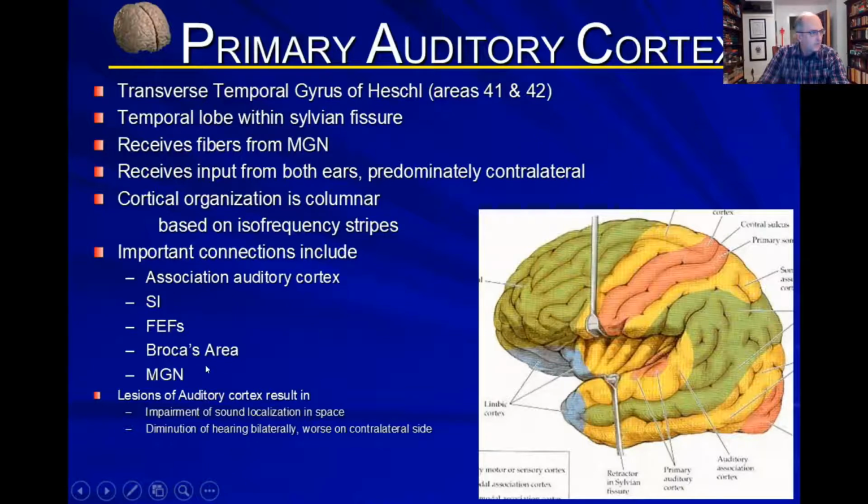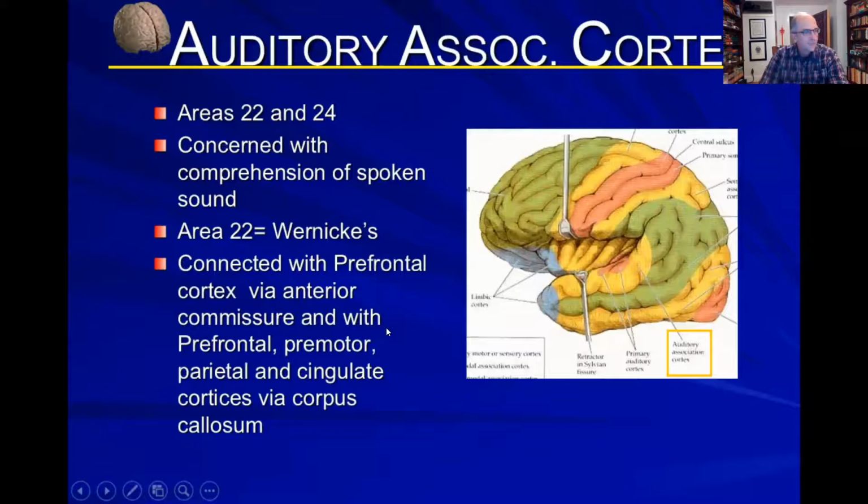So there are several areas that have important connections to the primary auditory cortex. Lesions of the auditory cortex result in impairment of sound localization. So that makes sense. You'll have decreased hearing bilaterally, but a little bit worse on the contralateral side. And again, there's association cortex around that primary auditory cortex.